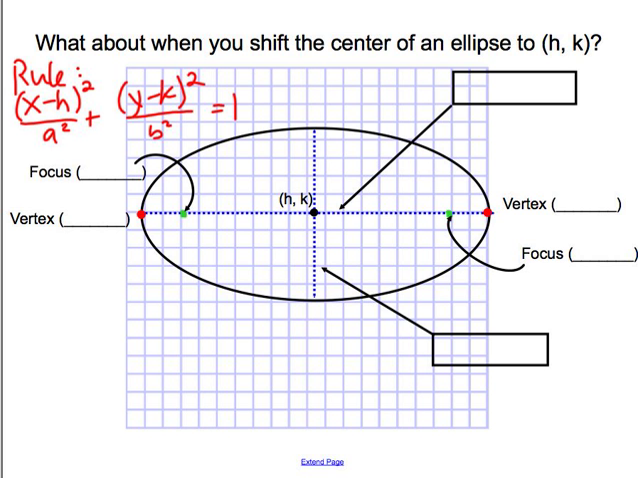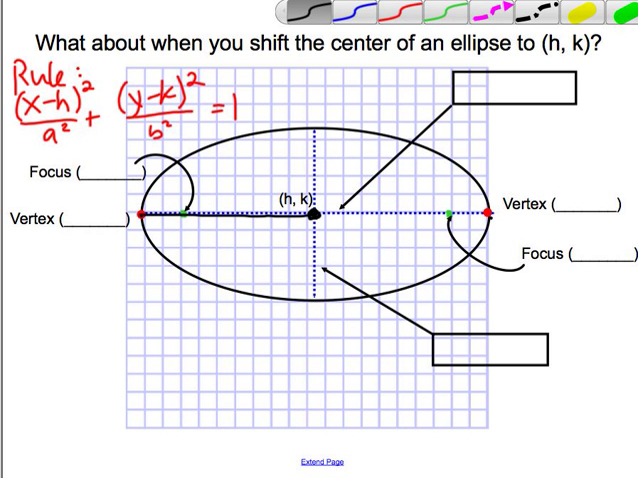So the question is, how do we get the rest of these points? Well, we get the rest of these points by thinking about how far away they would be. Let's look at the vertices first, these red points you see here, the vertex at each end of the axis. If this is at (h, k), then this is a units away because of this value in my rule. So this vertex is at (h + a, k). That's how many units away.